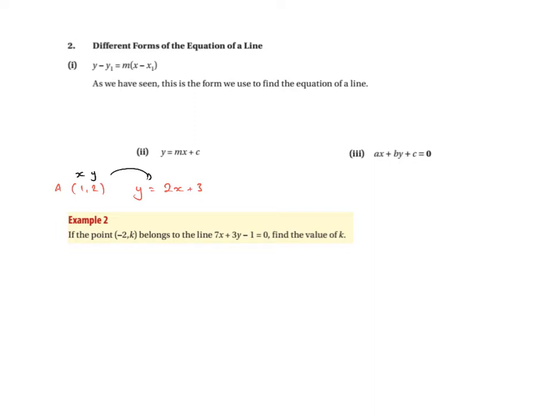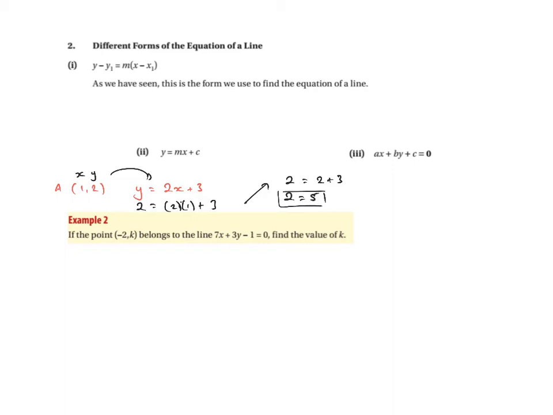We can see that for my y value here, 2 is equal to 2 by 1 plus 3. If I simplify that, 2 times 1 is 2, plus 3, and if I simplify that again, I get 2 is equal to 5. Now, that's nonsense.